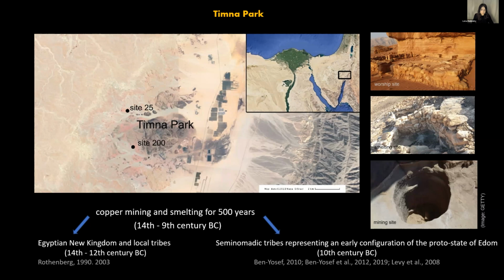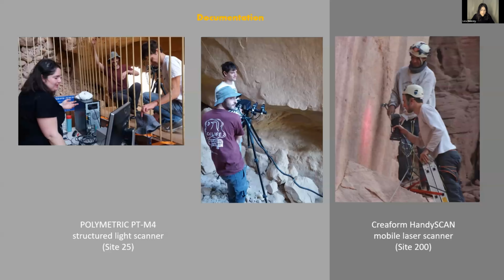I will talk about the engravings of Timna Park, mainly from site 25, with a mention of site 200 at the end of this presentation. Each of the rock engravings found in Timna is considered a unique example, as no formal connection between them was found. And this is our team, the computational lab team, who went down to Timna several times in order to 3D scan the engravings. We used a structured light scanner for locations where we were able to place its tripod. For harder to approach areas, we used a handheld mobile scanner.